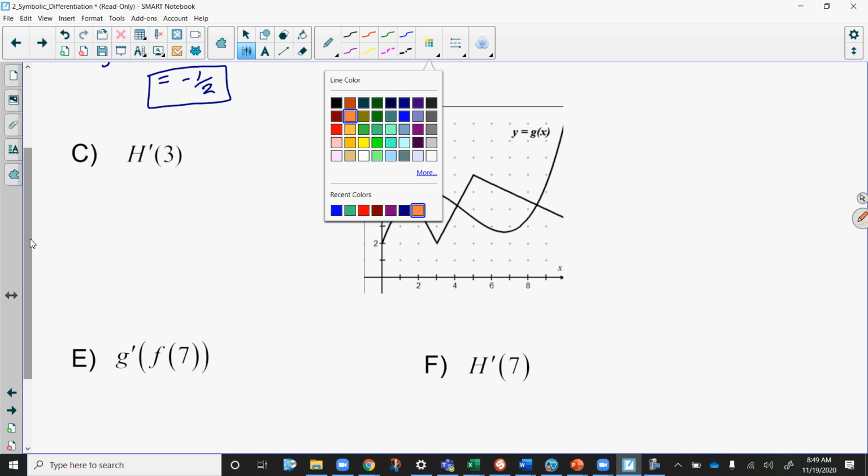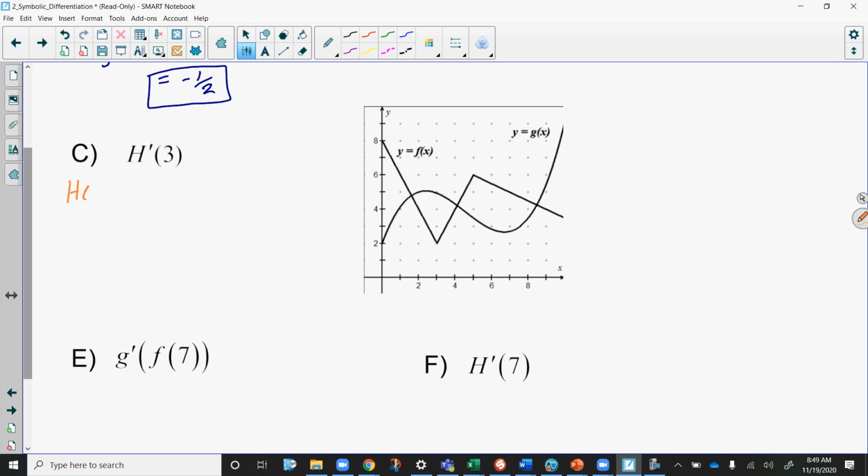So here we're going to say h of x was f of g of x. So h prime of x is going to be f prime of g of x times g prime of x. And in this case, we're evaluating it at 3. So f prime of g of 3 times g prime of 3. Now g prime of 3, we already got. That was the answer that I'm looking at on example A.